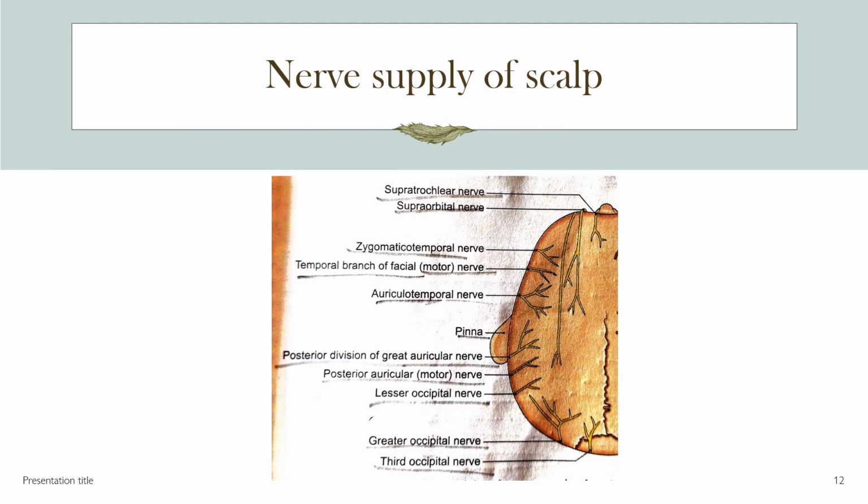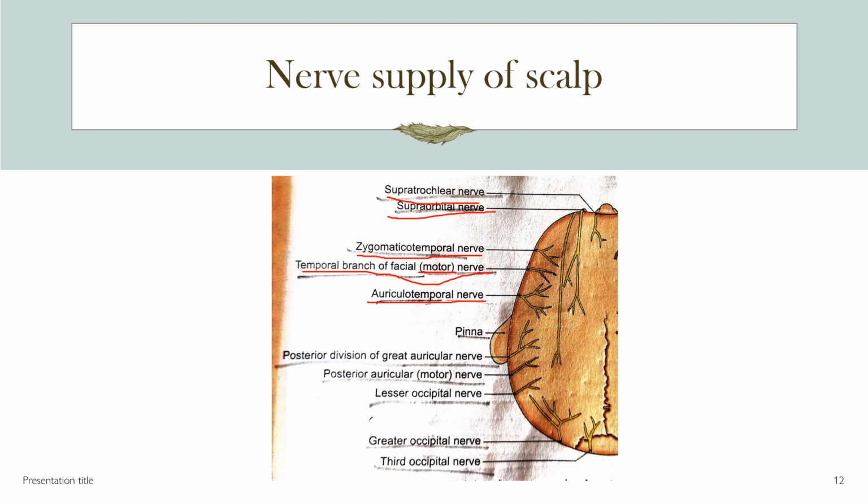So here we can see first is the supratrochlear nerve, then comes the supraorbital nerve, then the zygomaticotemporal nerve, then the temporal branch of facial nerve, which is a motor branch, and here is the auriculotemporal nerve. So these are the first five before the ear, meaning in front of the ear. These are the sensory and motor nerves. The motor one is the temporal branch of facial nerve, while all the other four are sensory.